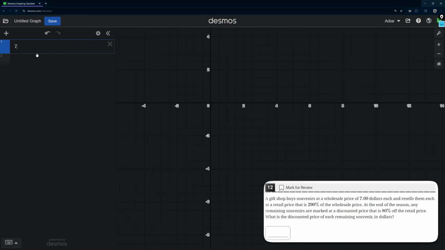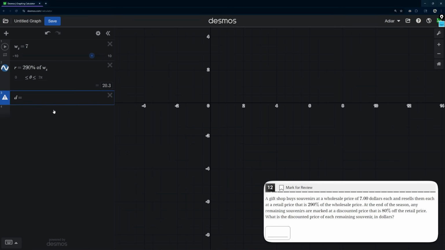So first it starts at 7, and we resell them for a retail price that is 290% of that wholesale price. So if we really want to track it, we would say, okay, wholesale price, WS, is $7. And then retail price is 290% of wholesale price. This is complete overkill, but we're going to do it anyways. At the end of the season, any remaining souvenirs are marked at discounted price. So discounted price is 80% off the retail price.